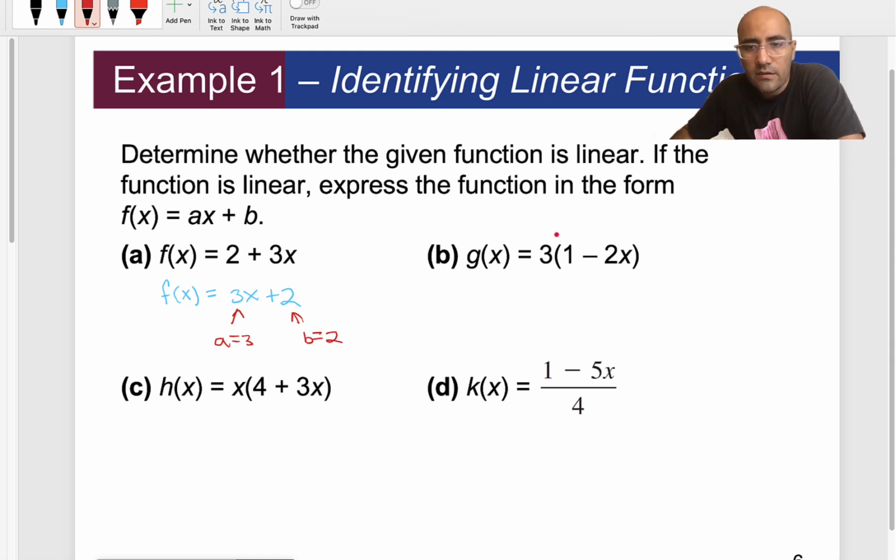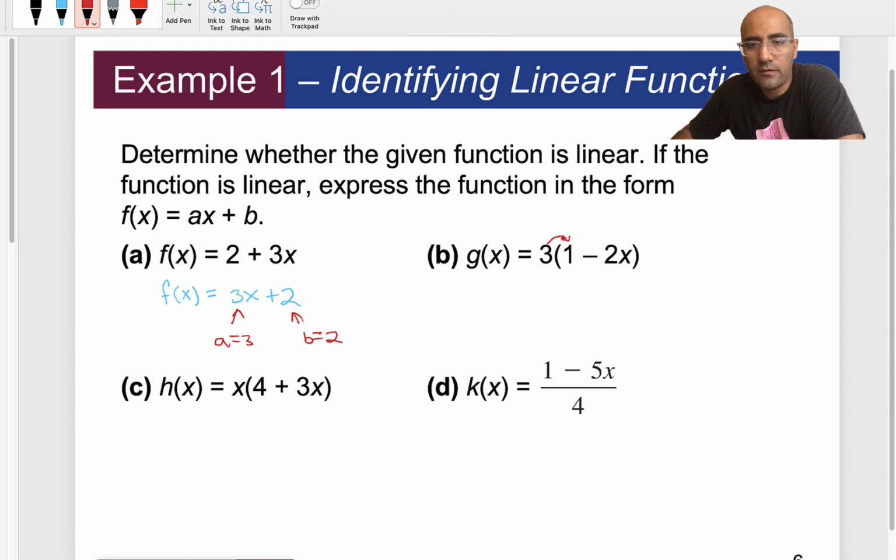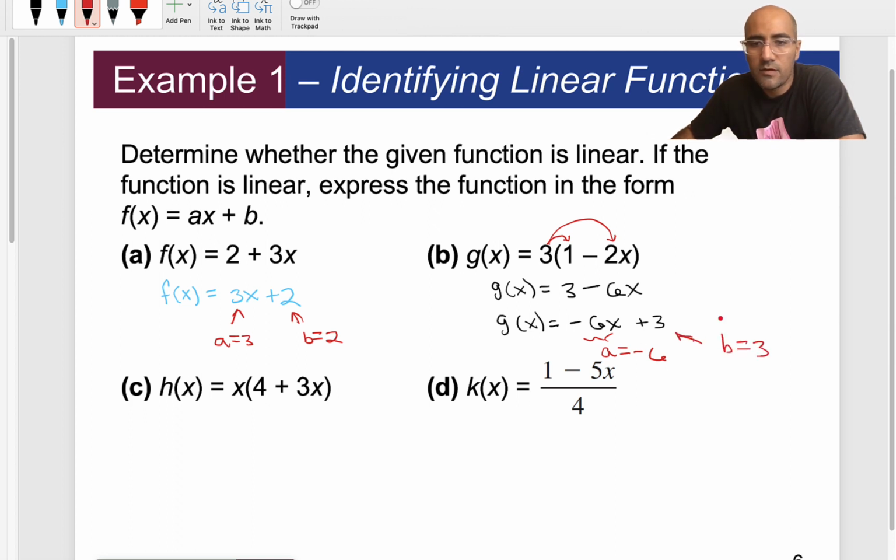Okay, over here we're going to have to distribute, and move things around a little bit. So the distributive property gets me to say that this is g of x equals 3 minus 6x. And now if I just switch those around, I'll end up with negative 6x plus 3. And again, this is my a equals negative 6, and b equals 3. So these are both linear.